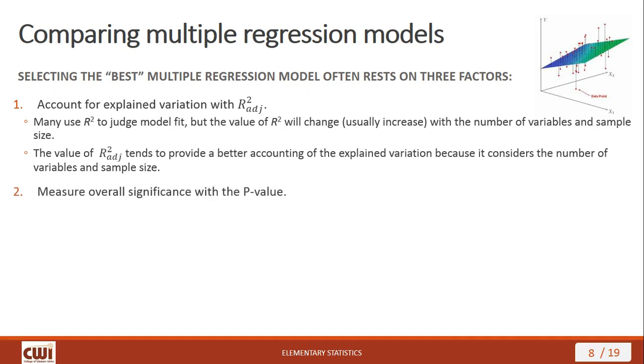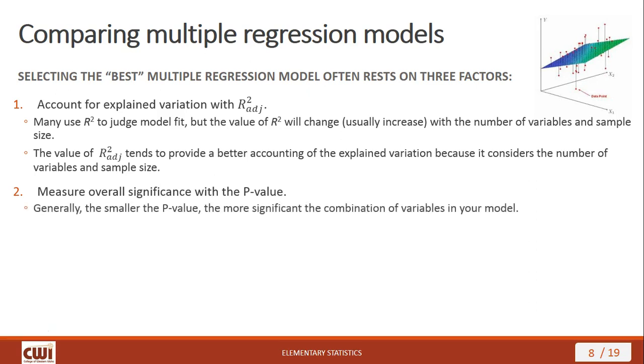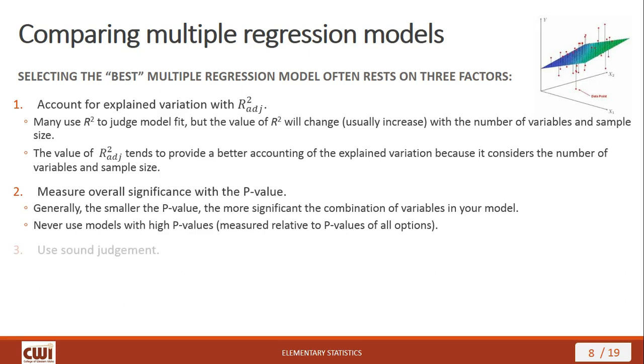The second factor we want to consider is the overall significance with the p-value. Generally, smaller p-values are more desirable. The smaller the p-value, the more significant the combination of variables in your model. However, you never want to use a model with a high p-value measured relative to the p-values of all the other options. So one of the first things we do when we're comparing models is we look at the p-value and we say, okay, all you ones that have high p-values relative to the rest, we're just going to get rid of you from the start. That's typically a first step when comparing multiple regression models.